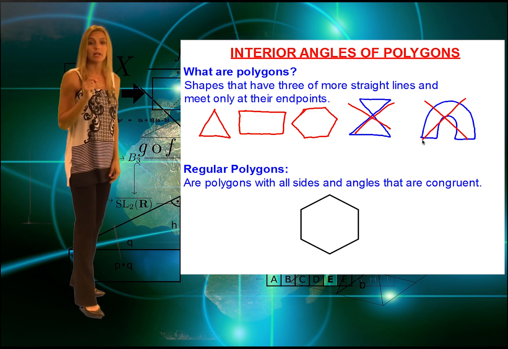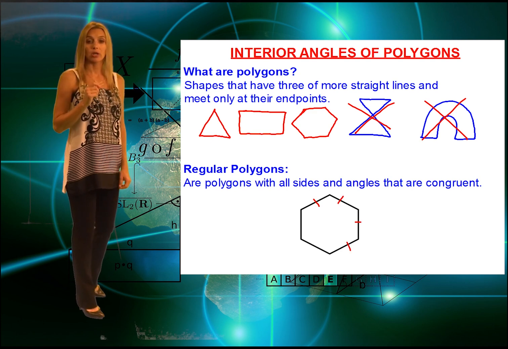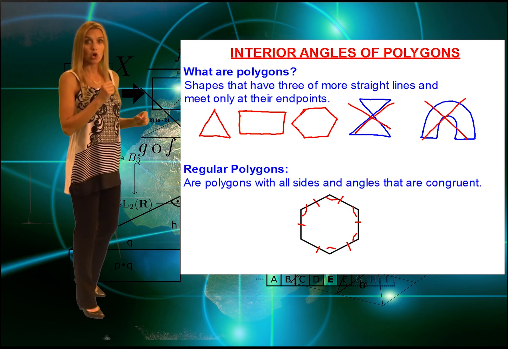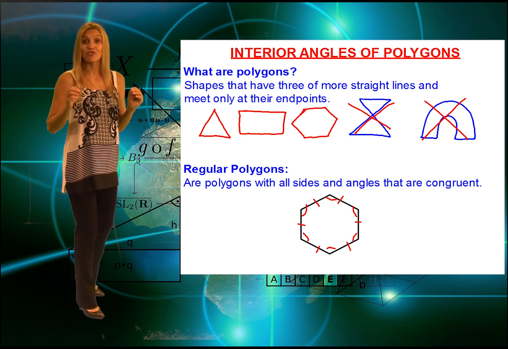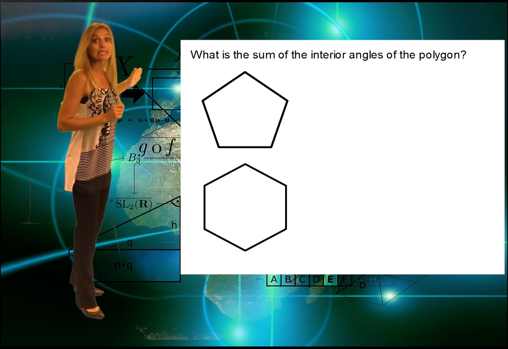Then we have regular polygons. If you look at this, regular polygons are polygons with all sides and angles that are congruent. That means everything has to be equal for a regular polygon. Let's look at this example.